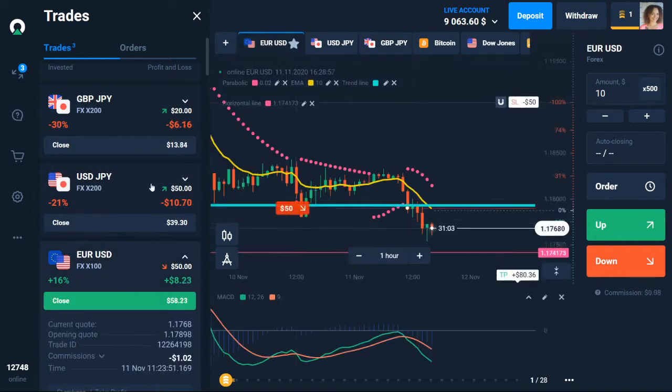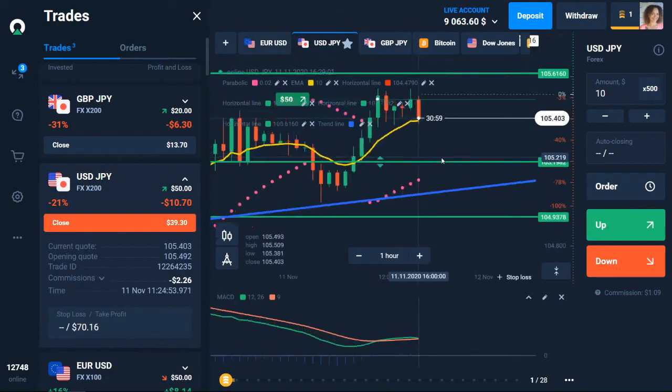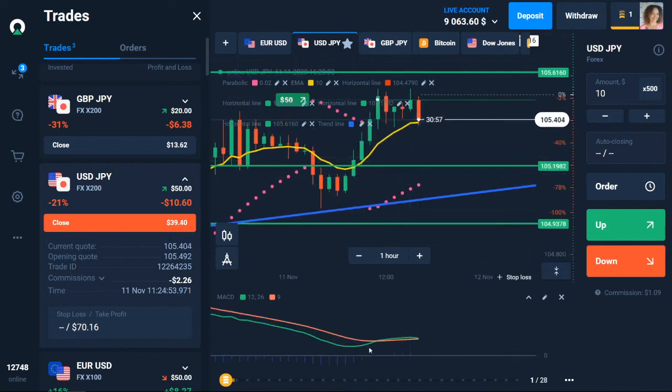I had another trade with the USD JPY. It was the same scenario. We do have a cross right here. So right now I'm speaking about the signals. So right here is where I entered it. I had two dots appear below the price chart. The price was above the 10 EMA.